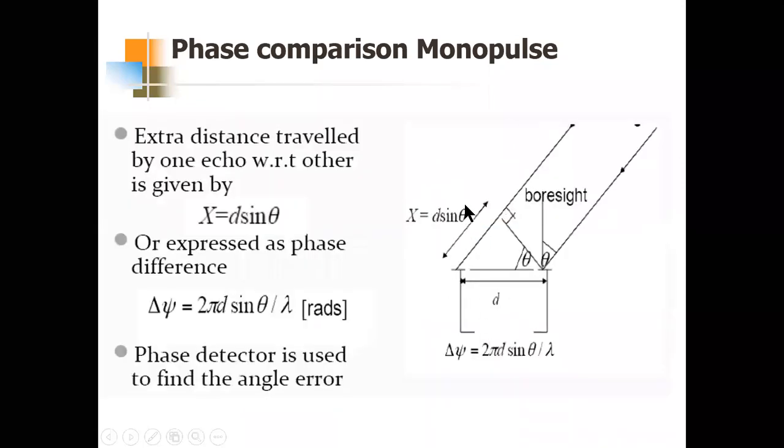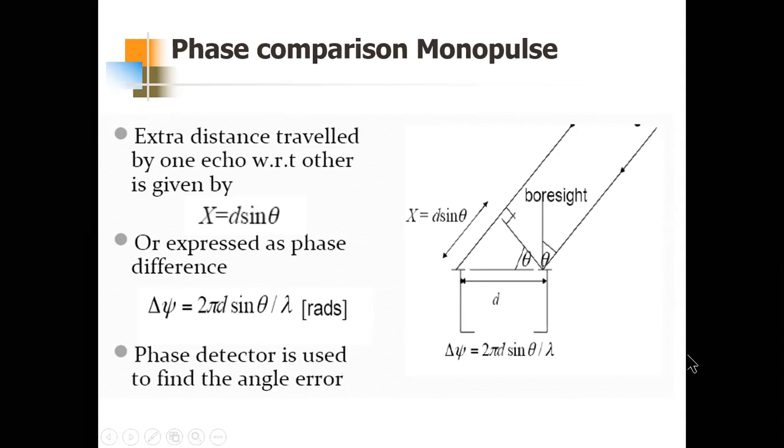Here, this is d sine theta, which can also be written as 2 pi d sine theta by lambda. This is the phase difference between the two signals. So this measurement of phase difference of the signal received in these two antennas can provide the angle theta to the target. Now this phase comparison monopulse is sometimes also known as interferometer radar. There is a phase detector used to find this angle error. That is all about phase comparison monopulse.